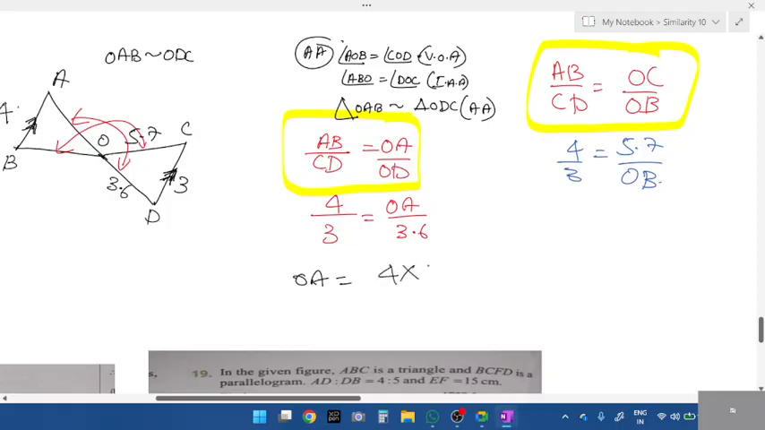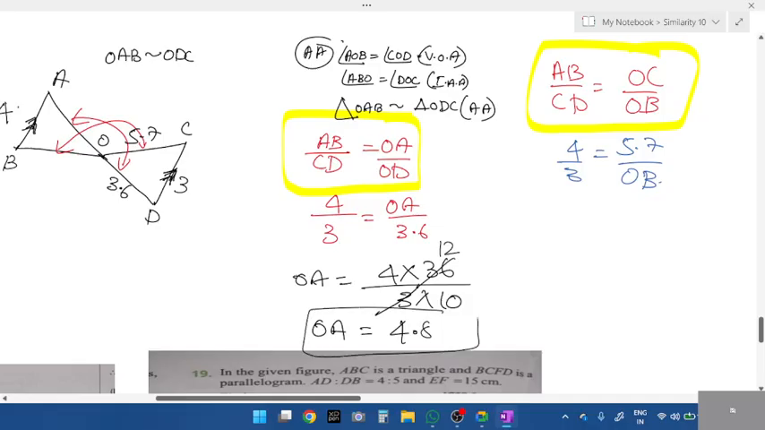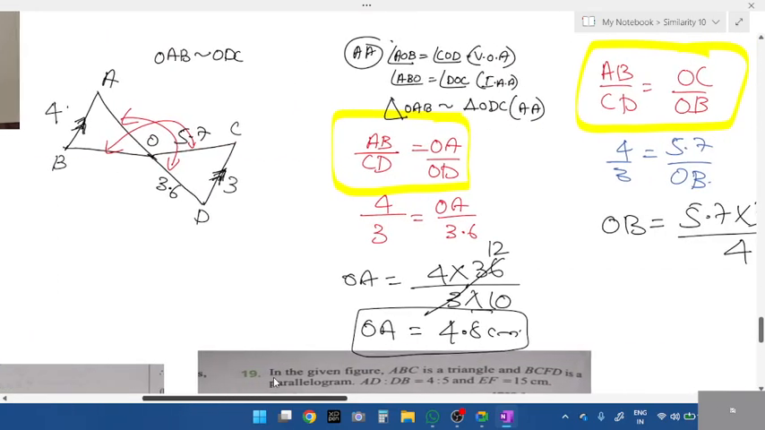OA is equal to 4 into 3.6. 3.6, I'll write it as 36 into 4 divided by 3. Yes, Mariana, 3 ones how many times? 12 is 48 divided by 10 is 4.8. Find OB, students. OB goes to the other side. 5.7. 3 will get multiplied, 4 will get divided. From 57, remove the decimal. 5.7. Let me check the value. OD is 3.6. Okay.